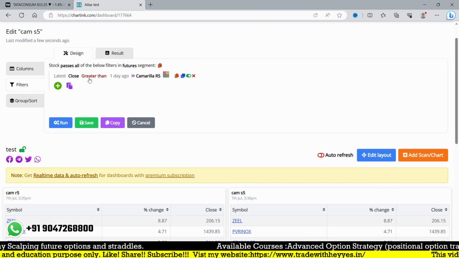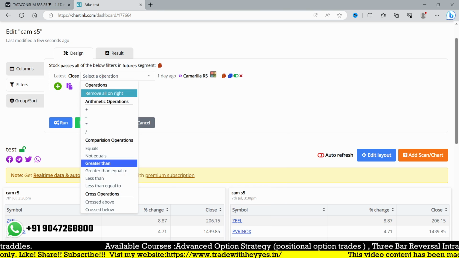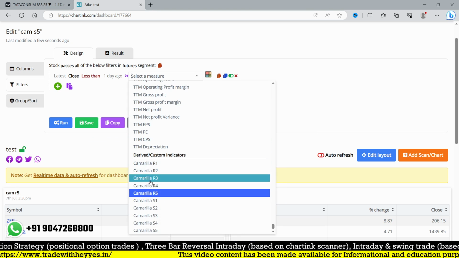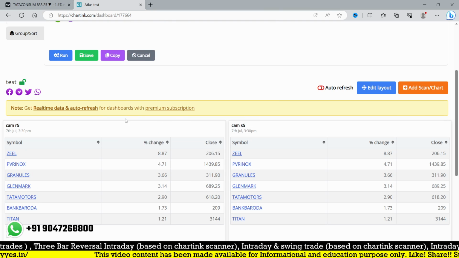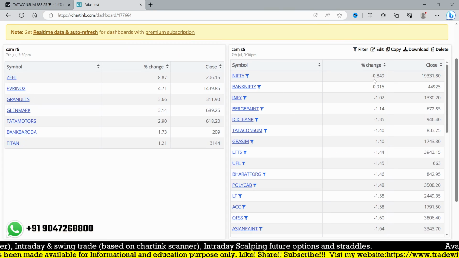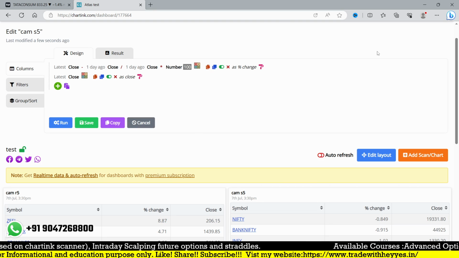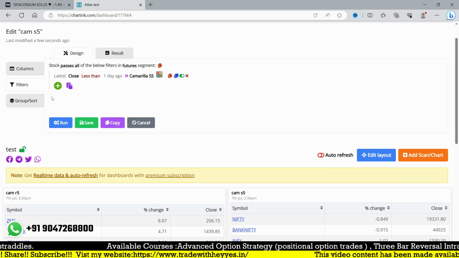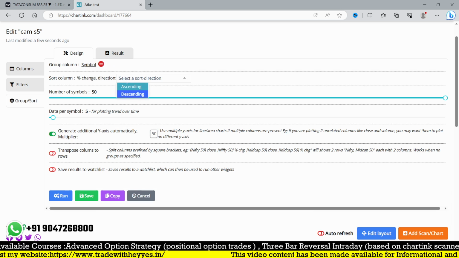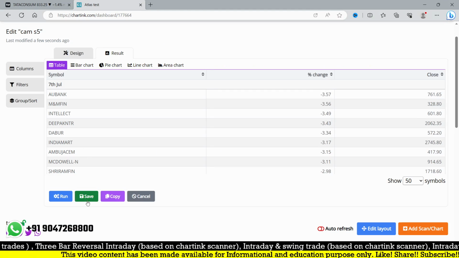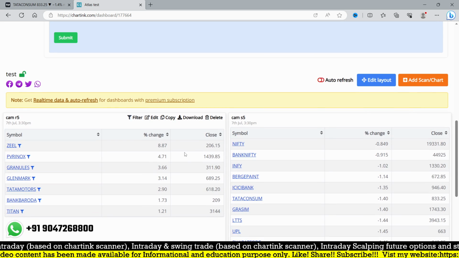And here the latest close must be less than. Simple one. We already created it, and here we just go for Camarilla S5 and then save this and submit this. And one more important thing we have to do: edit. We should focus here on filters and group by percentage ascending. If you do that, you can look at this.